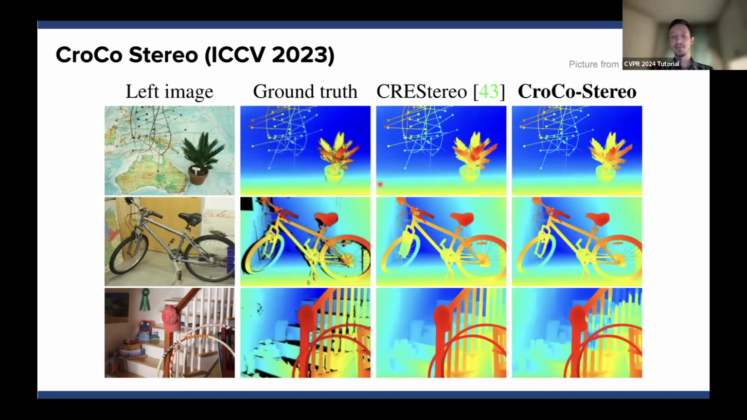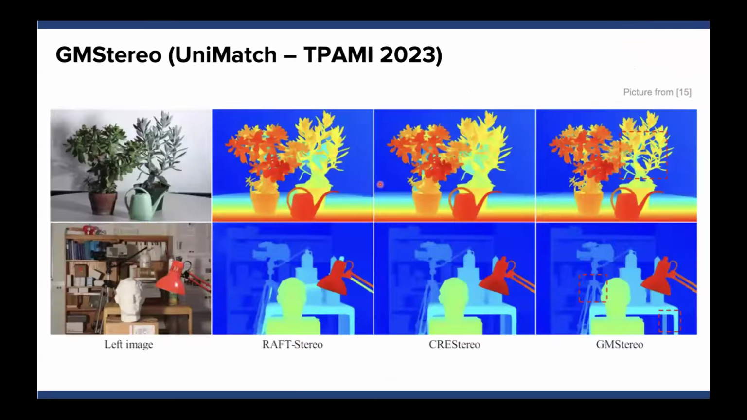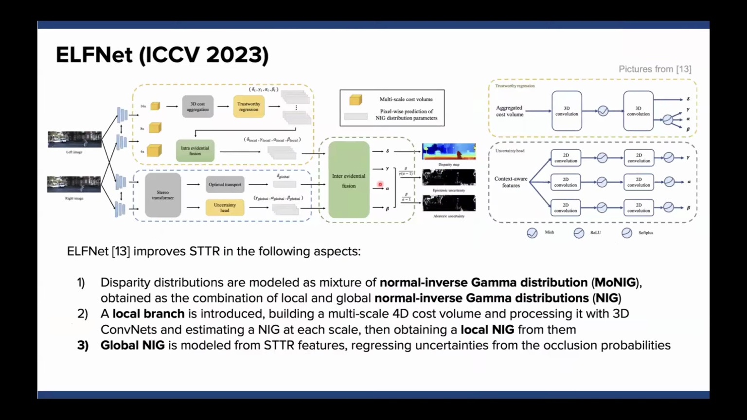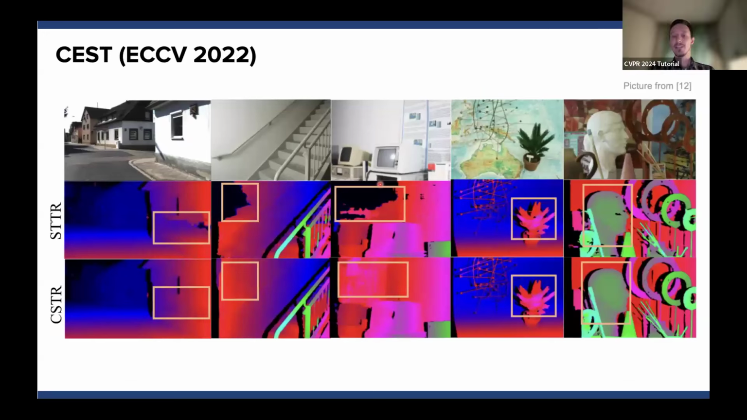It is as simple as that. Everything is outputting something in those black parts, and all of them are outputting something because they are never trained to say, I don't know, or occlusion. Yeah, that's a good point.